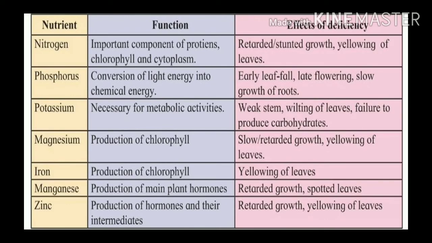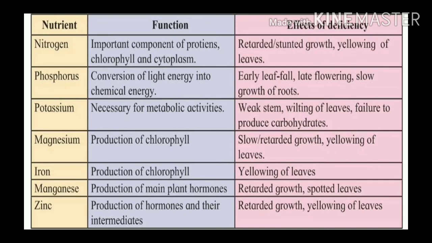We can observe the chart. This chart is about the role of nutrients and the effect of their deficiency on plants. First column, name of nutrients. Second column, functions of nutrients. And third, if there is a deficiency of nutrients, then what it affects on the plant. So effect of deficiency, third column. First is nitrogen. Nitrogen is an important component of proteins, chlorophyll and cytoplasm. What if there is a deficiency of nitrogen, then how will it affect the plant? See, retarded or stunted growth, yellowing of leaves. It will affect plants like this.